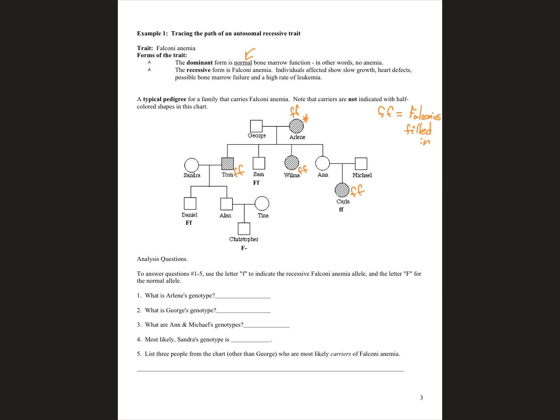So the next part of this process is they tell you that they're not indicating the ones that are carriers. They're telling you they're not going to include that information here. You have to figure it out. You have to fill it in. So if this is little f, then don't these two have to be carriers? Because don't they have to give the little f to their child?